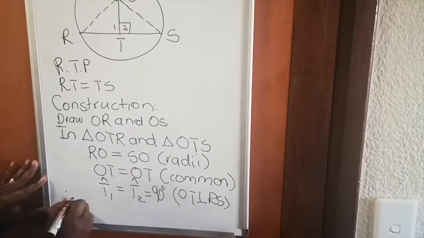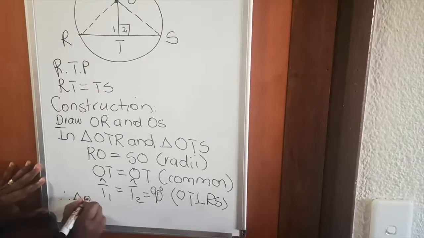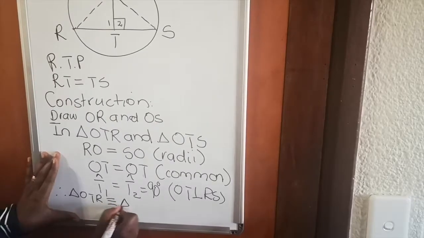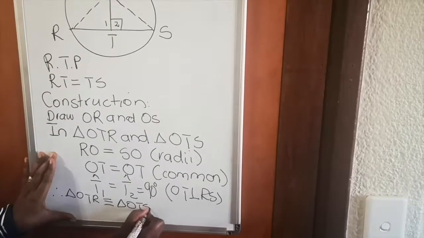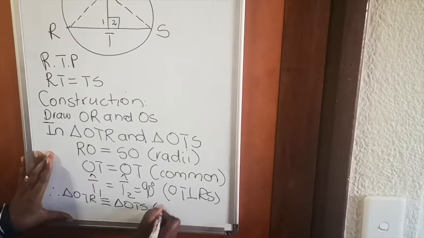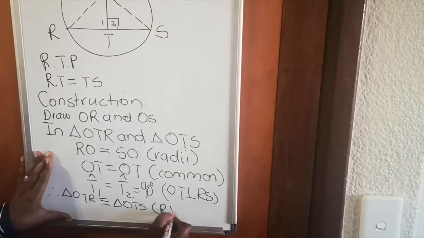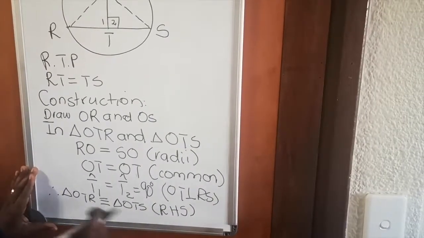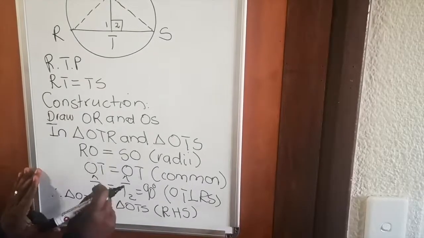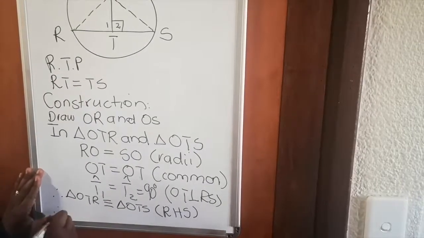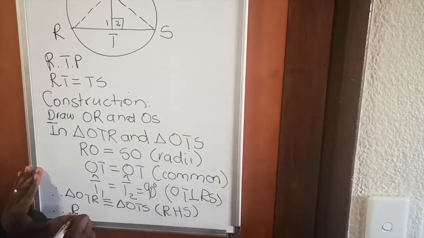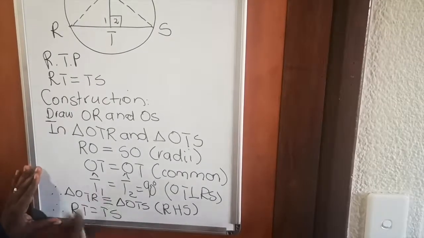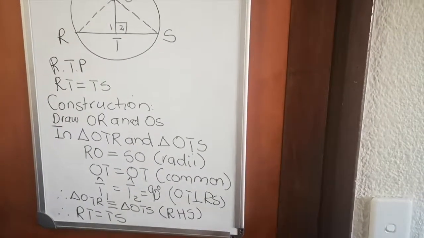Then we can say, therefore, triangle OTR is congruent to triangle OTS. Why are they congruent? The right angles were equal, the hypotenuses were equal, and you have a common side. If these two triangles are congruent, it means they are equal in all respects. Therefore, you are done with your proof. You have proven that RT is equal to TS. That's what we are required to prove. Then you're done.